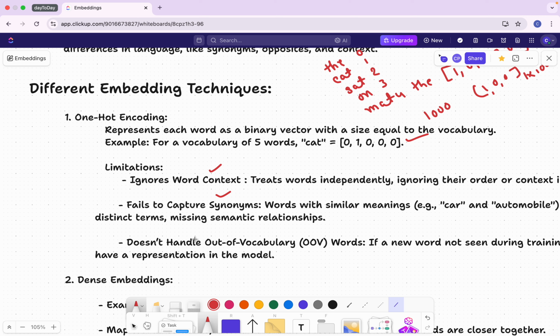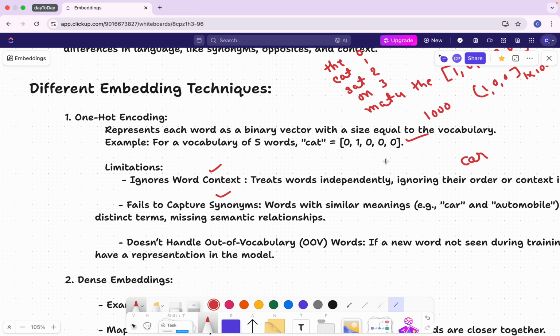And the third point is it does not handle out of vocabulary words. Now what is an out of vocabulary word? It's simple. You had created a vocabulary of 5 words. Let's suppose at prediction time you get a new word, let's suppose car. Then how will you create a vector for car? You cannot, because you had already defined your vocabulary. So it cannot handle out of vocabulary words by default.